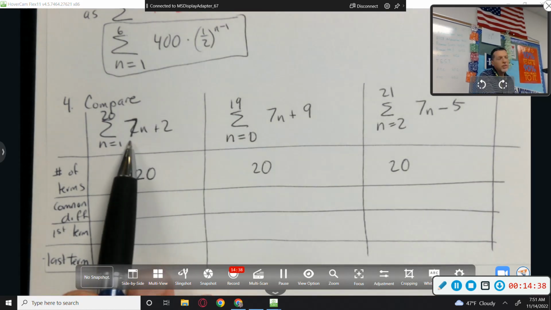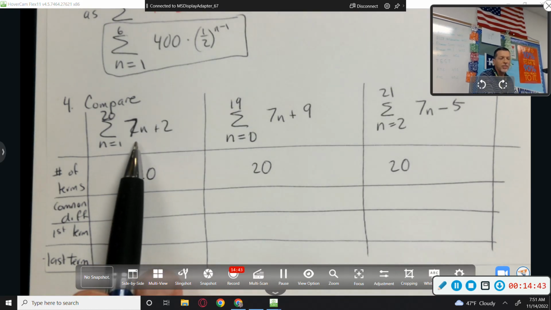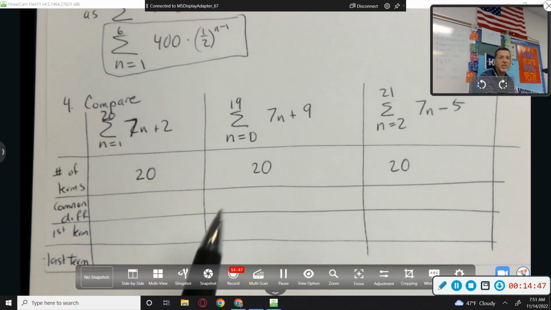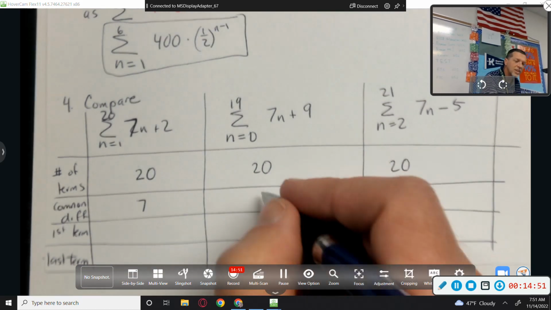Are we familiar enough with the formulas to recognize what the common difference is without actually finding a bunch of terms? What's the common difference for this first one? 7. And how about for the next one? And the next one?